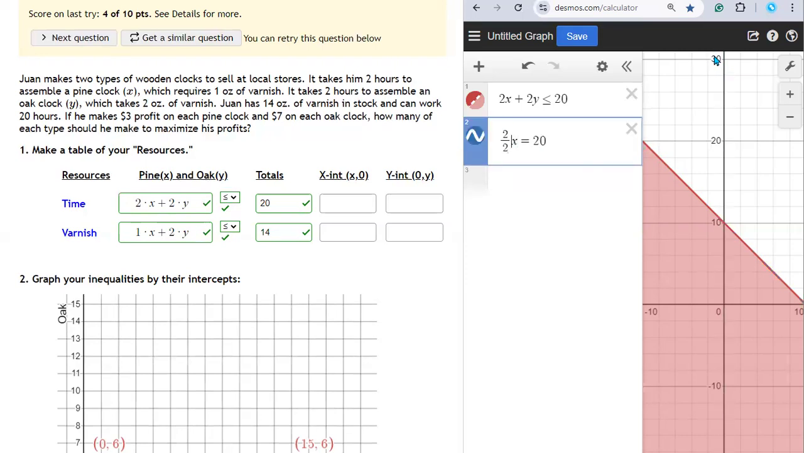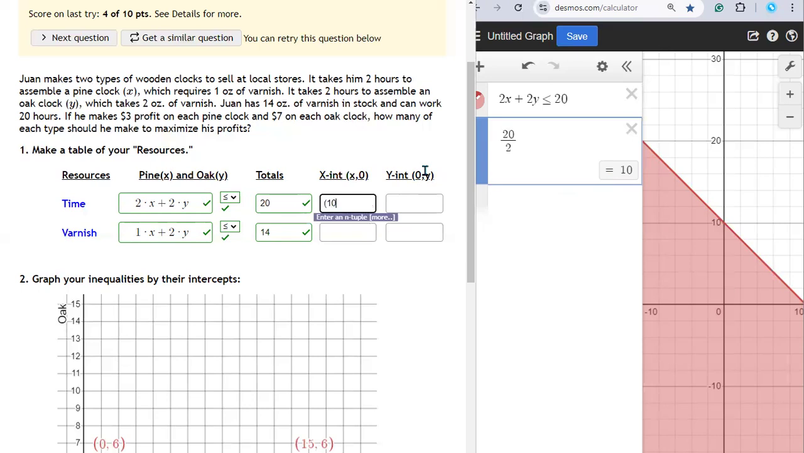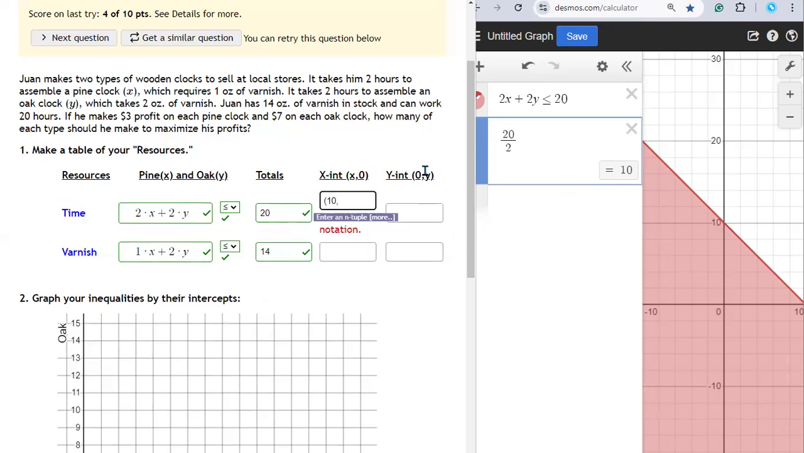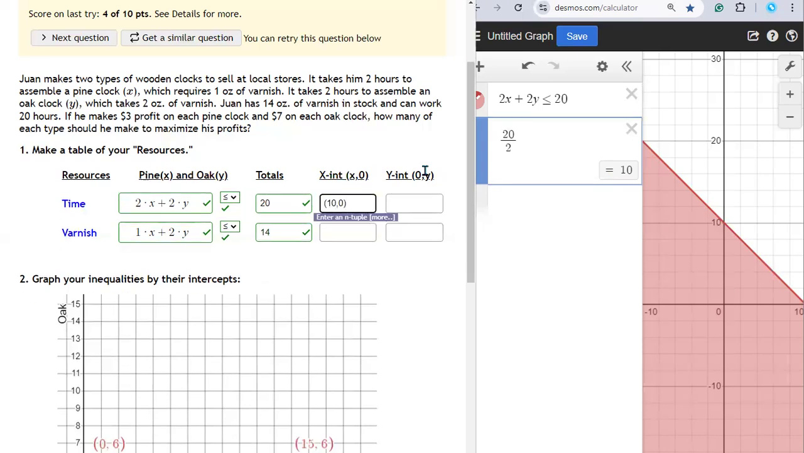If I divide the left side by 2, I can divide the right side by 2. And then 2 divided by 2 is 1, and 1 times x is just x. And so when y is 0, x is equal to 10. We're going to write this as 10, x is equal to 10, y is equal to 0. And then we're going to close the parentheses.